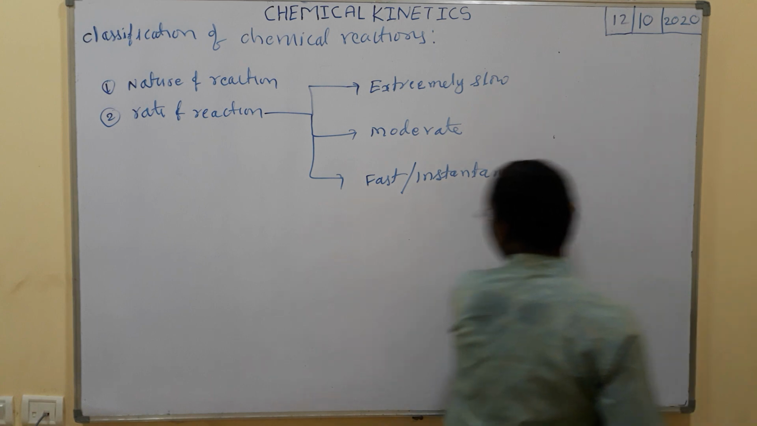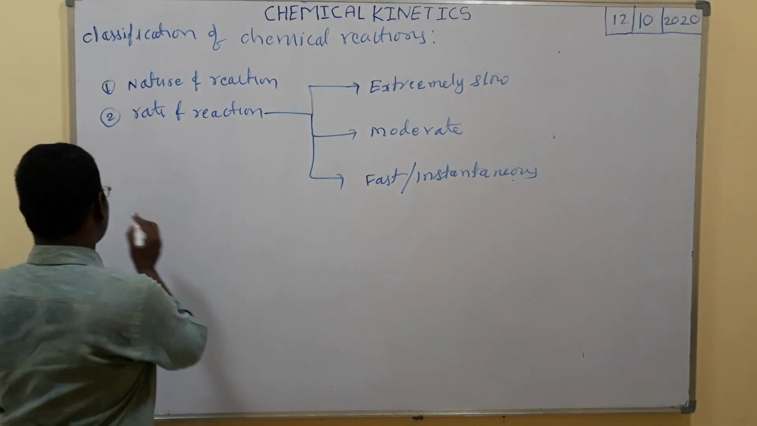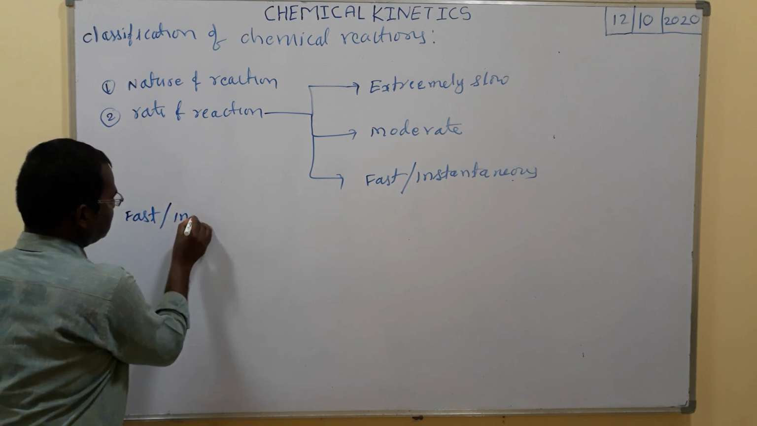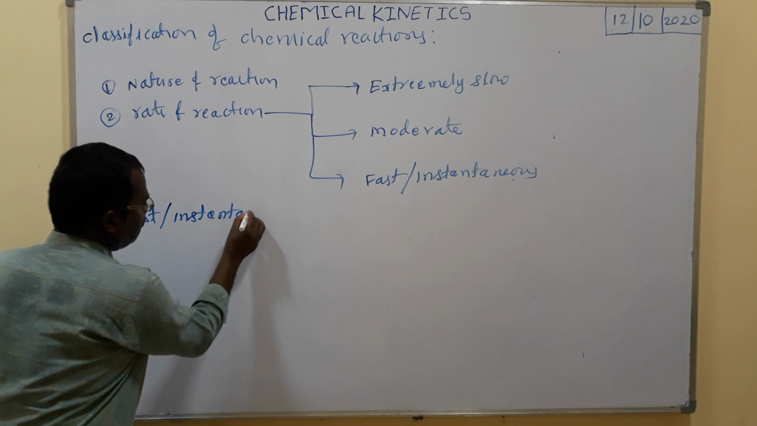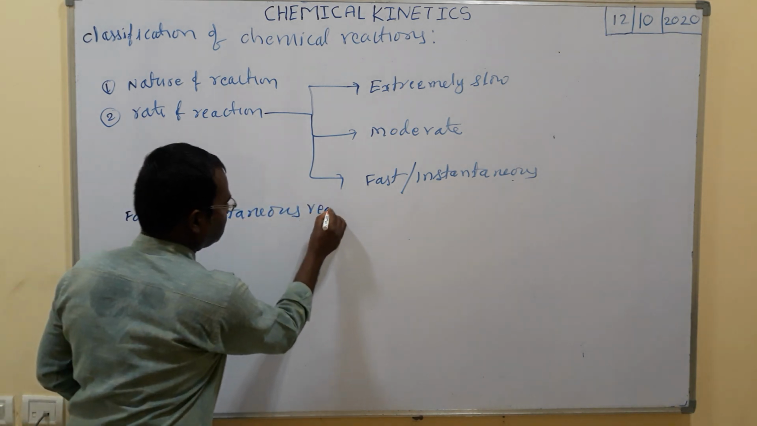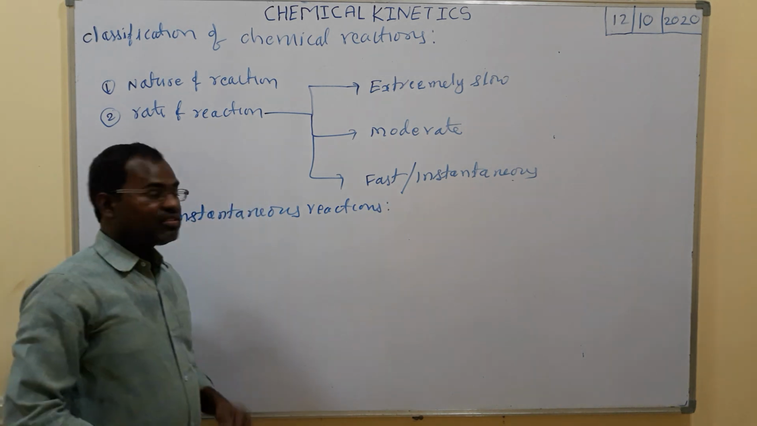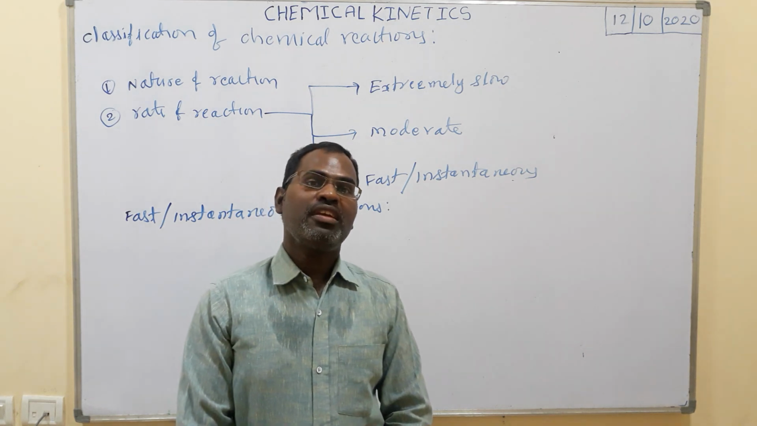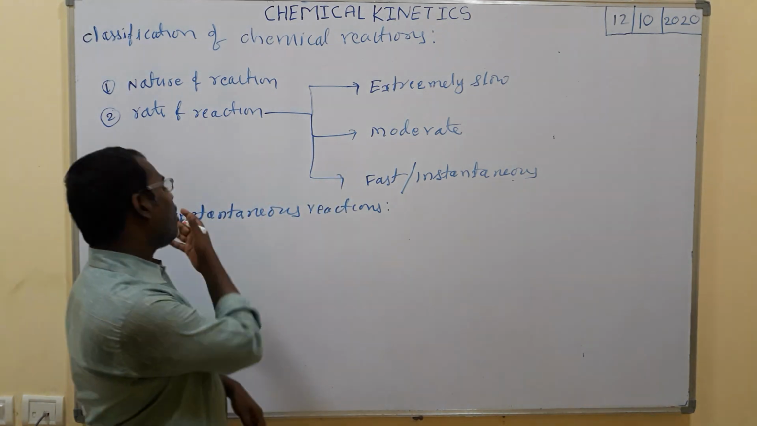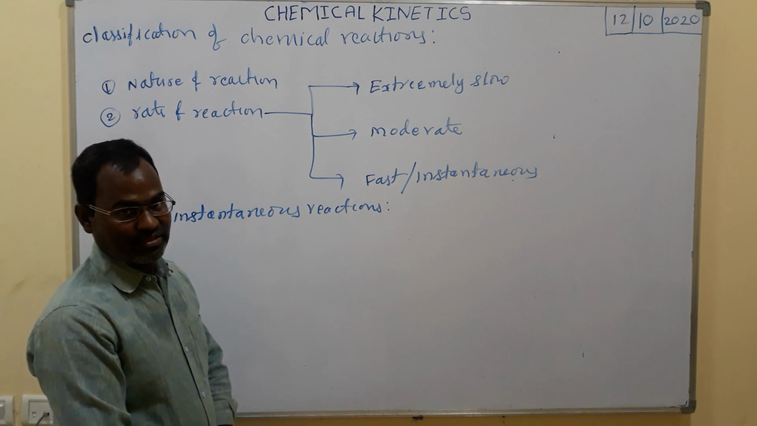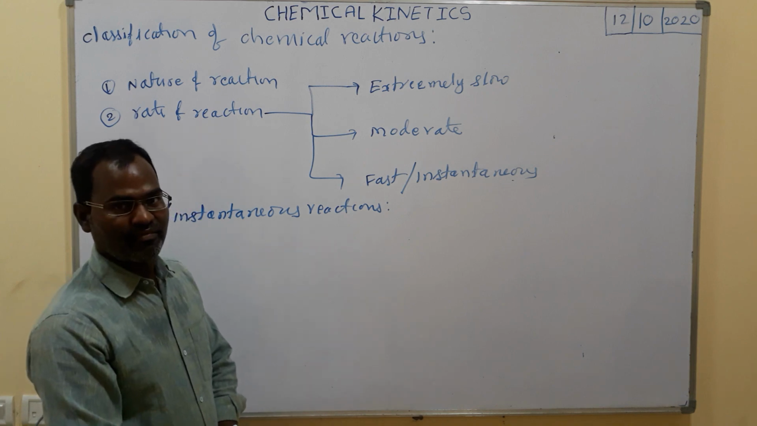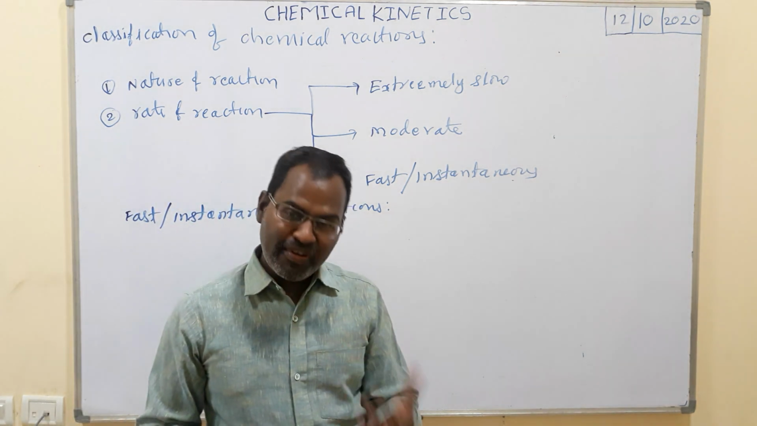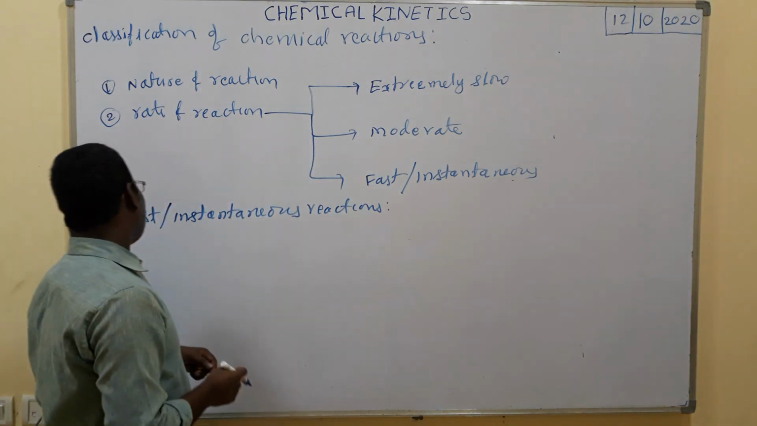Fast reactions are instantaneous reactions. Instantaneous reactions means the chemical reactions which proceed with a very high rate are called fast reactions or instantaneous reactions. So their rate is very high, and we are unable to measure their rate by conventional methods. So that's why they are fast reactions.